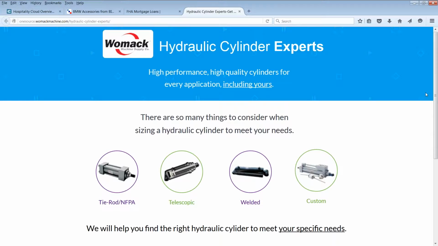I should take a moment to soak this page in. Hydraulic cylinder experts, high performance, high quality cylinders for your every application, including yours. There's so many things to consider when sizing a hydraulic cylinder to meet your needs. Whew. Okay, all right. John?